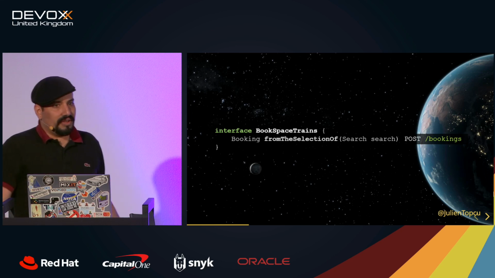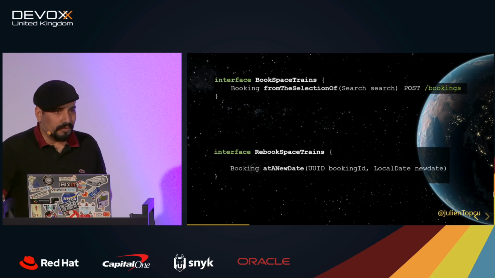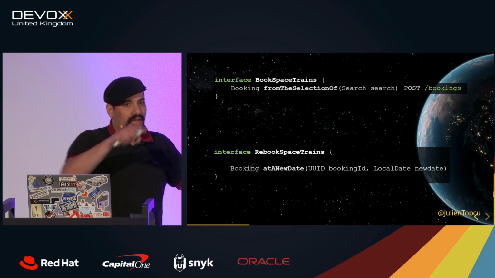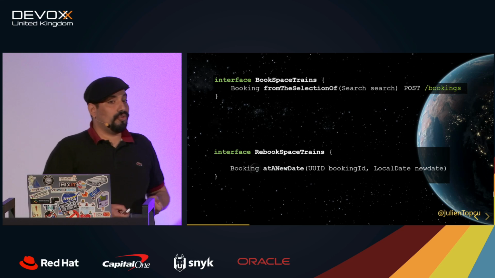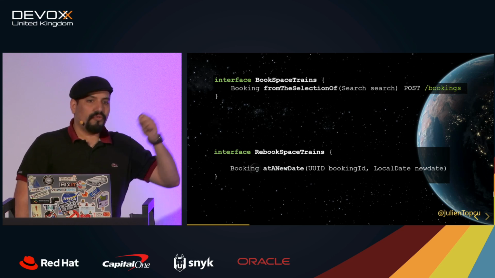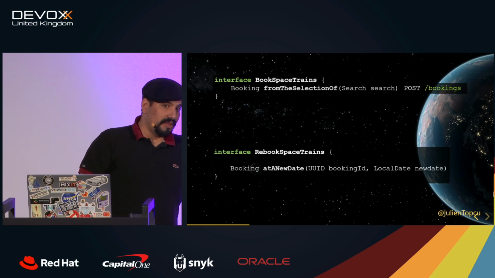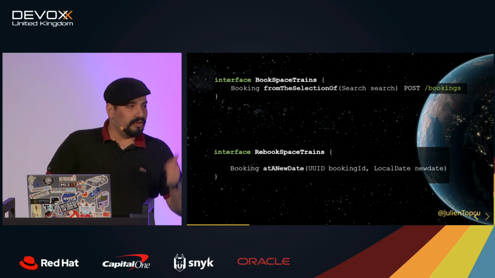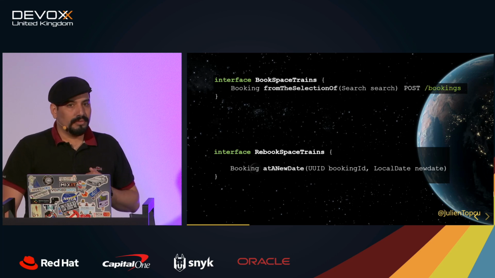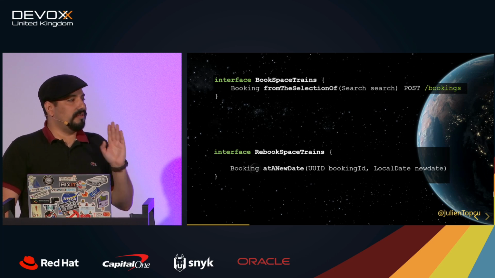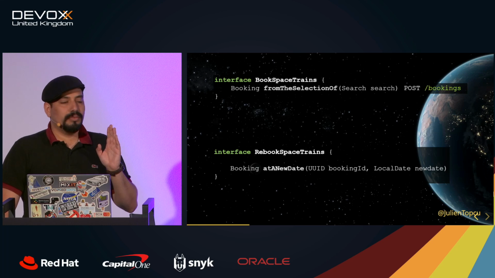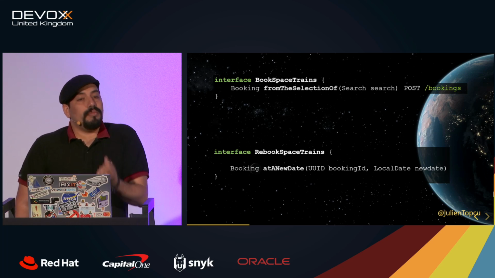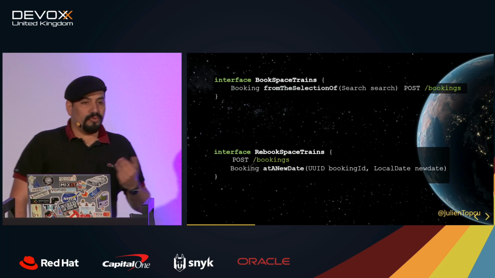But let's take another example. The rebooking. It means that you already have a booking, and you want to rebook the same train at another date. By doing that, you create a new booking resource from an existing one. You don't update the existing one, you create a new one. Which kind of HTTP method and URL will you use? Put is to update. Post as well. And usually, because I will create the same resource, I will also use post bookings.